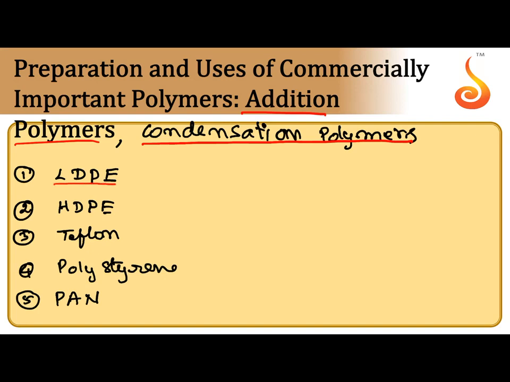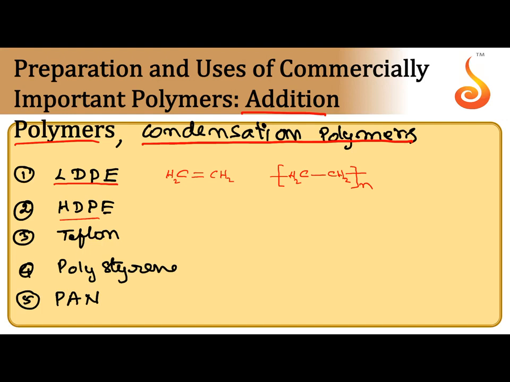Just collect all these: LDPE, low density polyethylene. Ethylene is the monomer. So you have to collect like this on your own. How to write the repeating unit: just break the pi bond and show two valencies for the two carbons. That's all. This is low density polyethylene. High density polyethylene is the same, only the conditions are different.